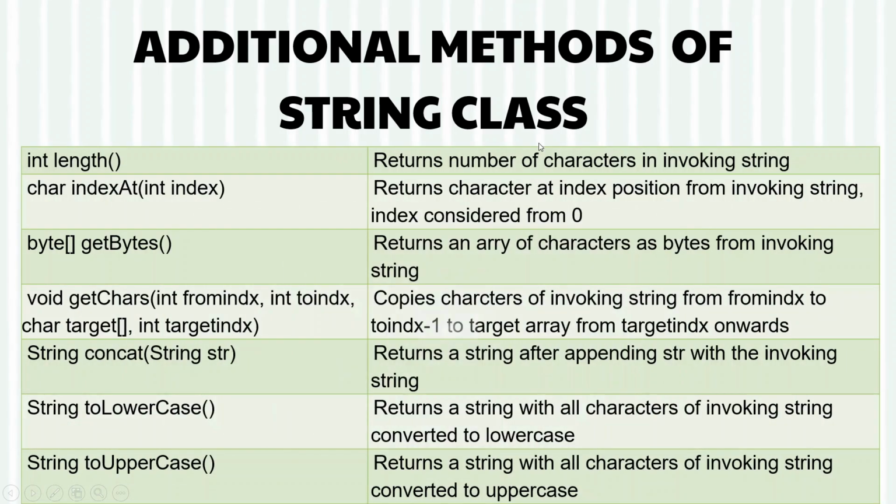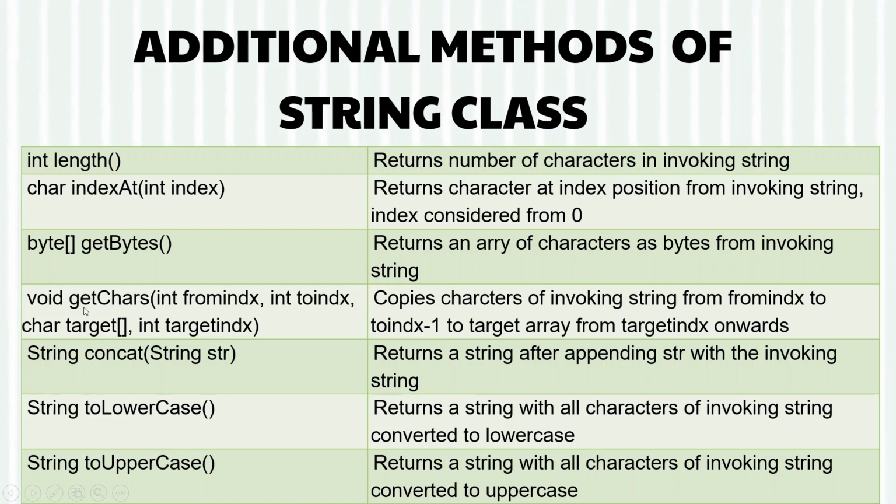Additional methods of the string class. Length returns the number of characters. For example, the length of the string with the content hello will be 5. Character index at will return the character at the specified index. If the content of the string is hello, then index 0 will be h, index 1 will be e and so on. Now getBytes. The getBytes method is used to convert a string into a byte array. It returns the byte array representing the sequence of characters converted into bytes.